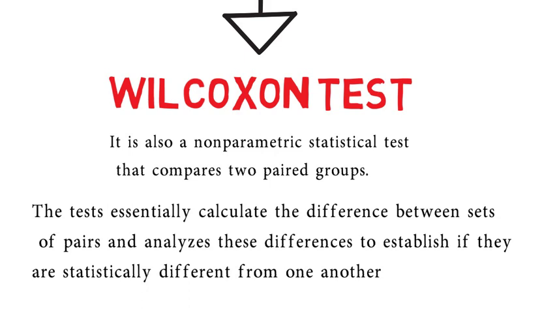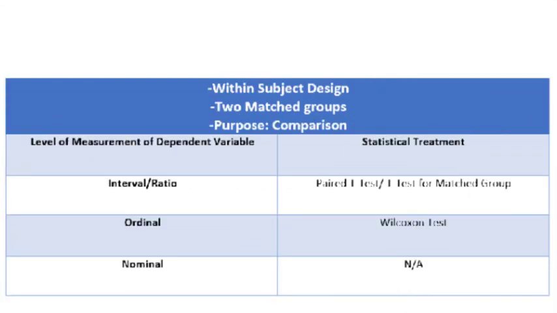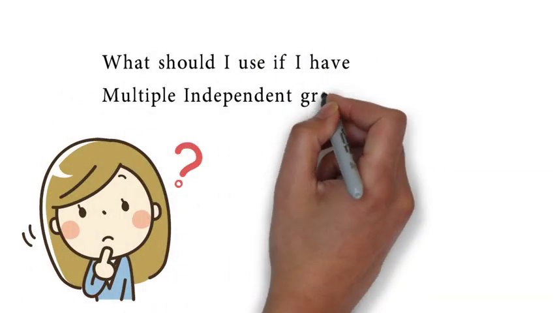So this is a table to guide you on what statistics you should use in a within subject design with only two matched groups. Our next topic will be the statistics that we will be using in more than two treatments, with multiple independent groups and multiple matched groups.